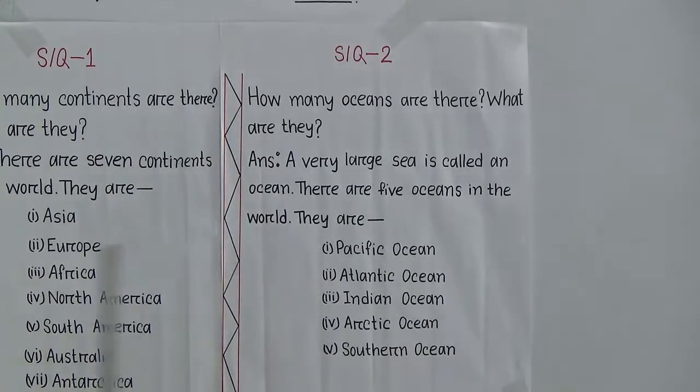Students, I am saying the answer again. A very large sea is called an ocean. There are 5 oceans in the world. They are Pacific Ocean, Atlantic Ocean, Indian Ocean, Arctic Ocean, and Southern Ocean.